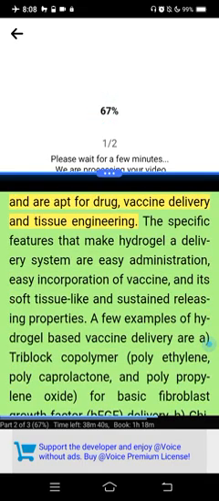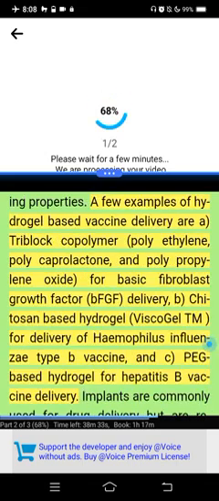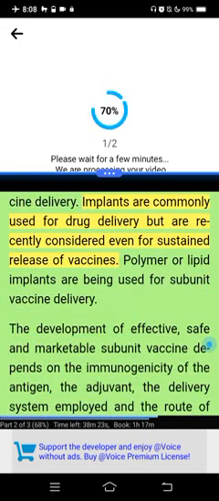Hydrogels are apt for drug, vaccine delivery, and tissue engineering. The specific features that make hydrogel a delivery system are easy administration, easy incorporation of vaccine, and its soft tissue-like and sustained releasing properties. A few examples of hydrogel-based vaccine delivery are triblock copolymer of polyethylene, polycaprolactone, and polypropylene oxide for basic fibroblast growth factor (bFGF) delivery, a hydrogel for delivery of Haemophilus influenzae type B vaccine, and a PEG-based hydrogel for hepatitis B vaccine delivery. Implants are commonly used for drug delivery but are recently considered even for sustained release of vaccines.